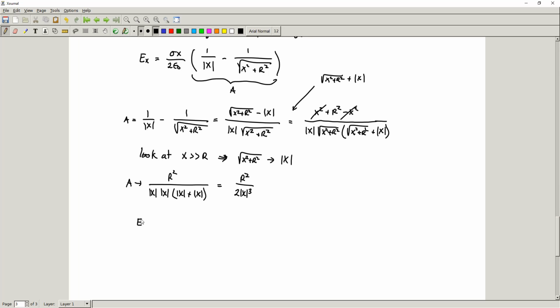And so let's rewrite this and take a look at what the x component of our electric field, which is all of our electric field, is going to look like for x much greater than r. We're going to end up with sigma x over 2 epsilon naught times our factor A, which is r squared over 2 absolute x cubed, right? So one of these x's can cancel out one of these absolute x's, and we end up with something that looks like this.